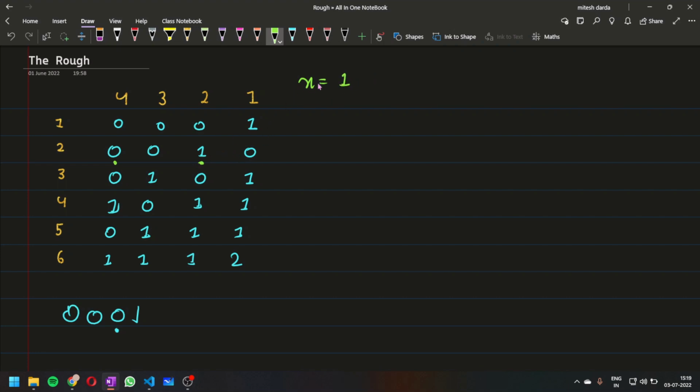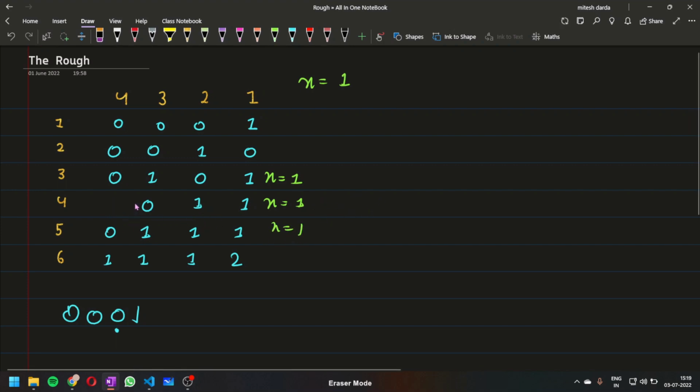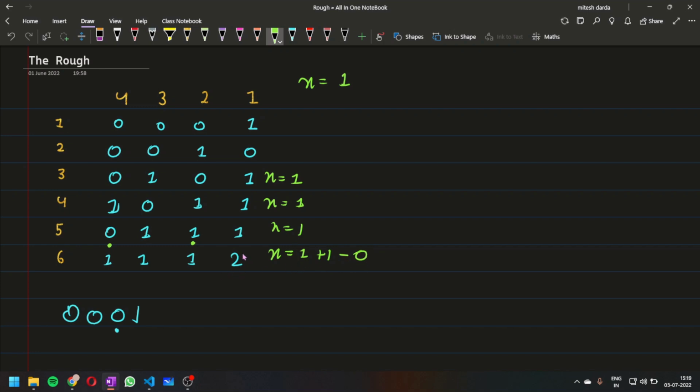In the previous case our x was 0, so we have written 0 here. Now our x is 1, so we will write x equals 1 here. In the next line we have added 0 and subtracted 0, so x equals 1 only. And now we are adding 1 and subtracting 1, so this will again be x equals 1. And in the last case we are adding 1 and subtracting 0. That's why this is 2.